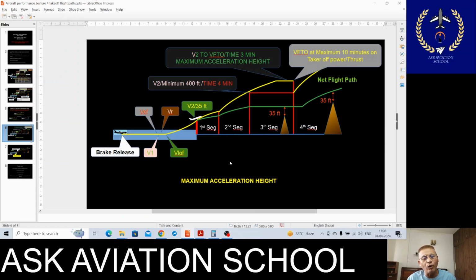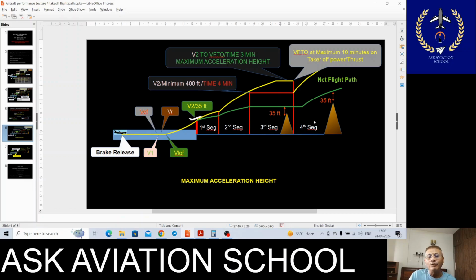Now let us talk more about the minimum acceleration height and the maximum acceleration height. The minimum acceleration height required by the regulator is 400 feet above the aerodrome level. However, if you have an obstacle on the takeoff flight path, in order to clear those obstacles by the regulatory margin of 35 feet, your minimum acceleration height needs to be increased. For example, if I have a hill which is high enough like this, my flight path has to be above the one given in red in order to clear the obstacle by the required margin.